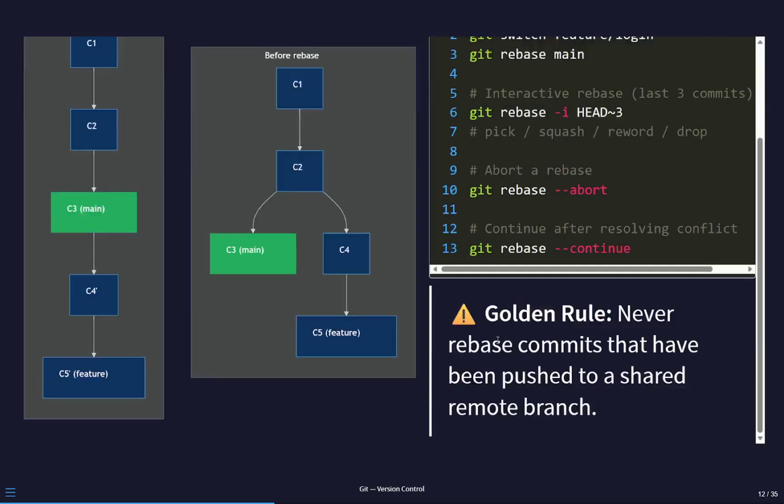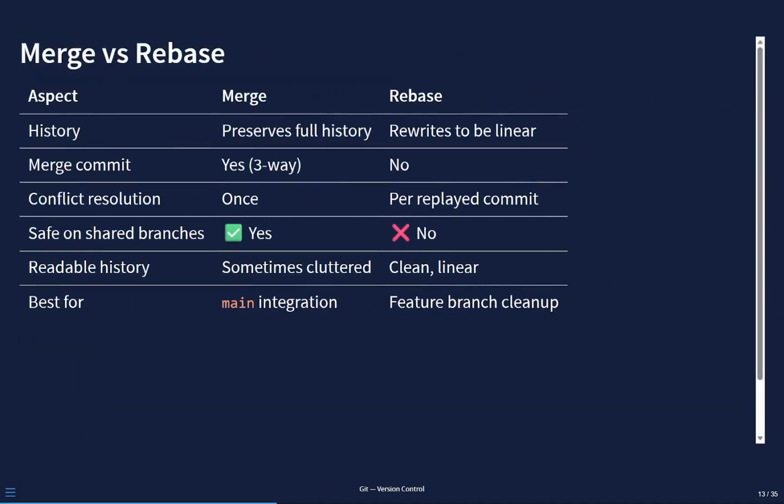Rebase on local feature branches before opening a pull request. Great. Rebase on shared branches that teammates depend on. Never. Next. When should you use merge, and when should you use rebase? This comparison table settles the debate. History. Merge preserves the full, honest history of when branches were created and merged. Rebase rewrites it to be linear.